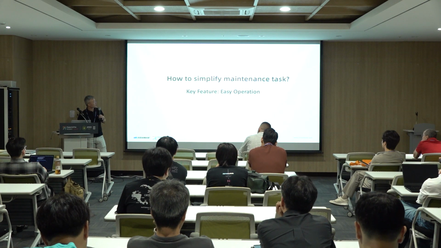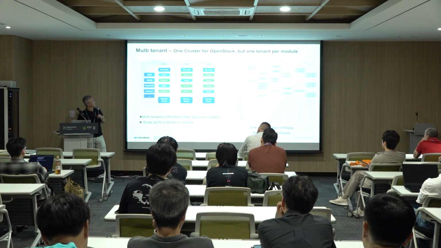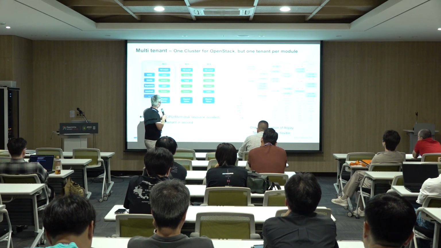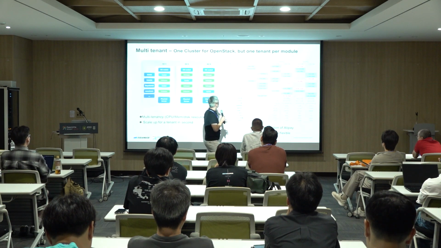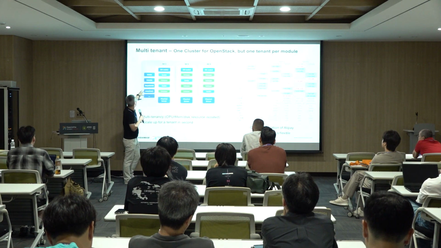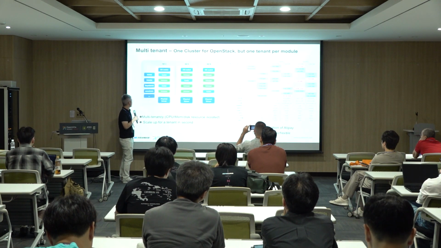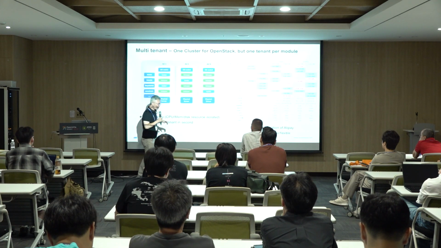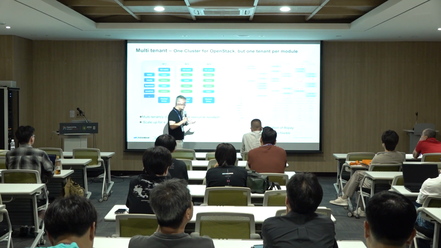The third feature is how to simplify maintenance tasks. The first useful method is one cluster for the whole OpenStack, but one tenant per module. For example, Nova, Ironic, Keystone, every module uses a tenant. An OceanBase tenant is just like an Oracle tenant, it's a resource pool.